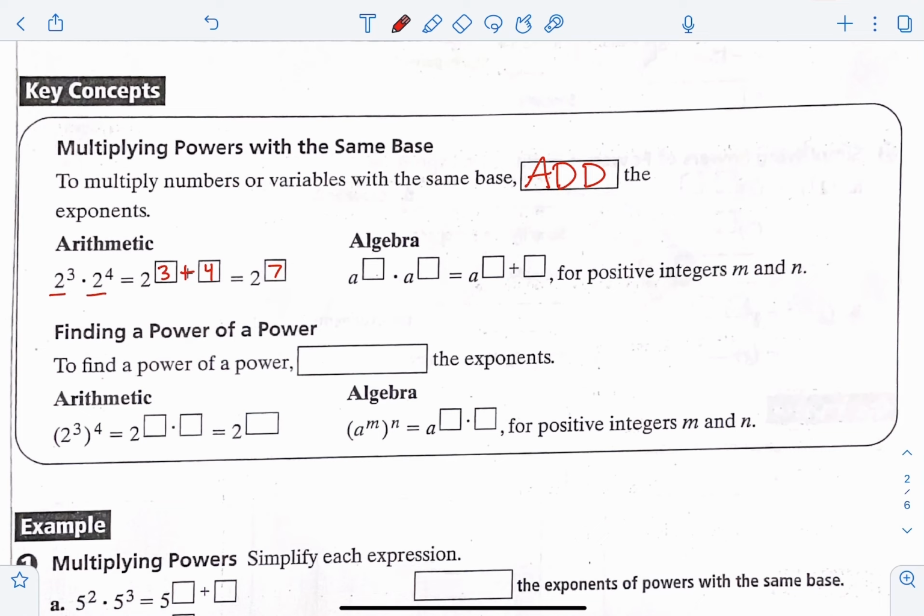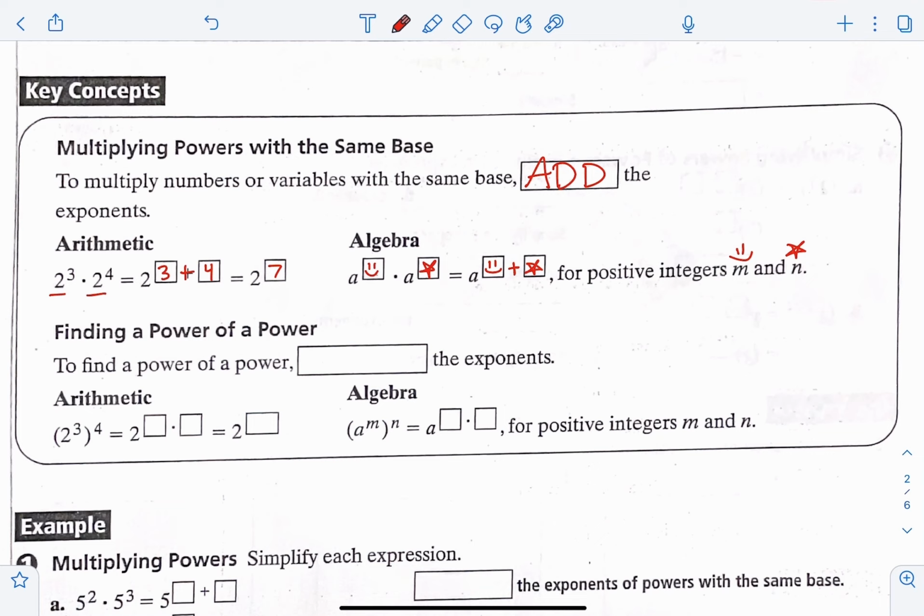Okay, let's pretend that I have a to the smiley face times a to the star instead of m and n. We're going to do smiley face and stars. Okay, so they have the same base, so I just add the exponents, right? So it would still be a to the smiley face plus star. Okay, so no matter what the exponents are, if the two things that are being multiplied have the same base, you add the exponents together.